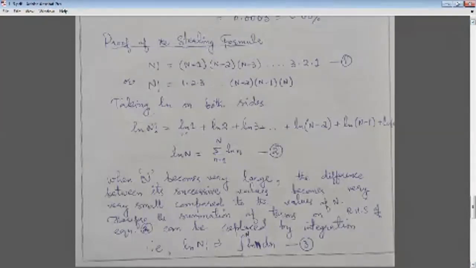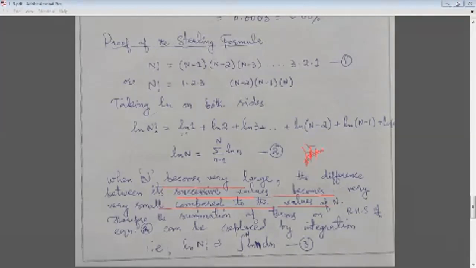Here n becomes very large. The difference between its successive values becomes very, very small compared to the values of n. That is that smooth line. Otherwise, if I want to make small n values, then there will be a difference between the two. But if I have a greater number of n values, they will come close to each other. Like in integration, they will come close to each other and they give us a good value here.